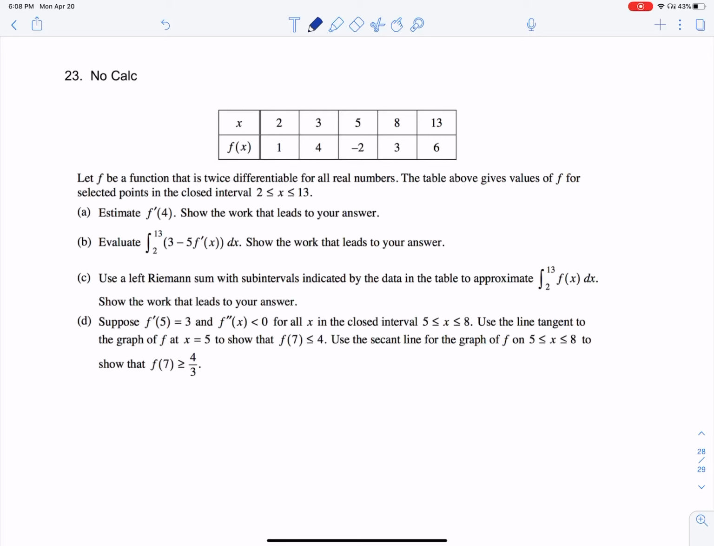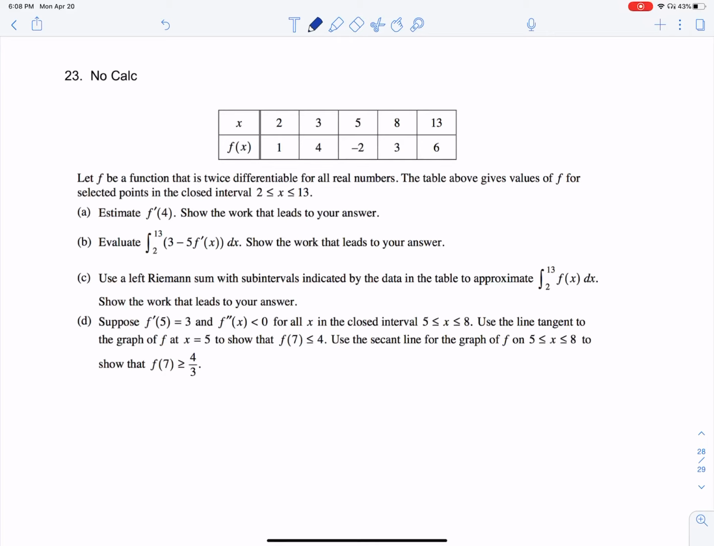Okay, we are going to look at problem number 23. So let's see what we got. We got this table. And let f be a function that is twice differentiable for all real numbers. The table above gives the values of f for the selected points on the closed interval 2 to 13.